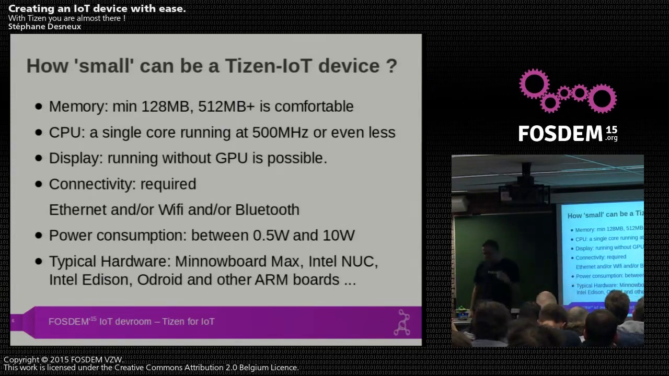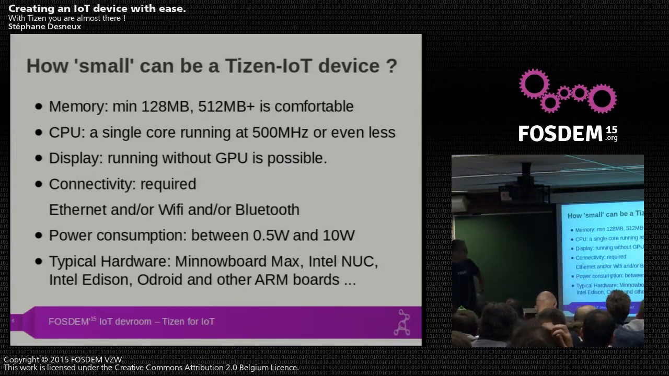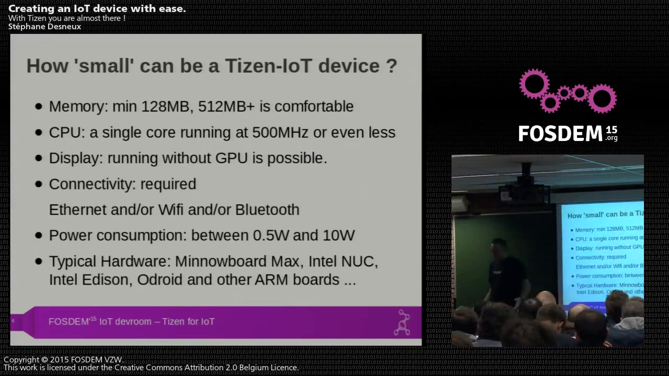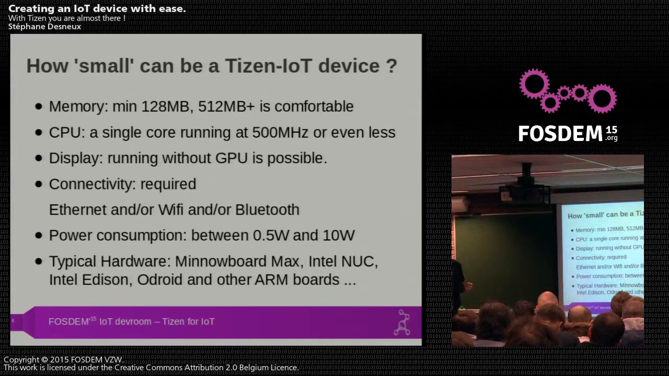So the typical hardware on which we can make Tizen run, I mean where we support Tizen officially: some Minnowboard Max, some Intel NUCs, based on quite the same CPU as the Minnowboard, the Intel Edison that was launched in October 2014, and some ARM boards also, like the Odroid and other generic boards. So as you see, we are quite large for the hardware we can support. So anyone can find the board that fits the project the most.